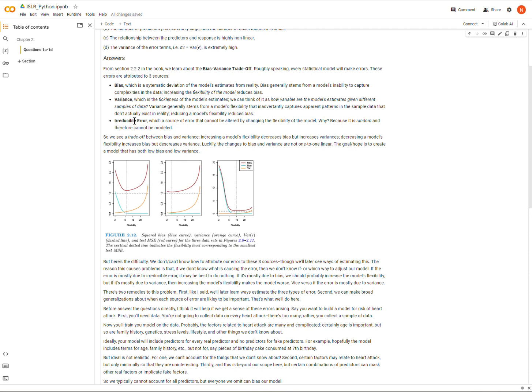Now, what is irreducible error? Irreducible error is error that is not attributed to bias or variance, and therefore we can't make it better by changing the flexibility of the model.